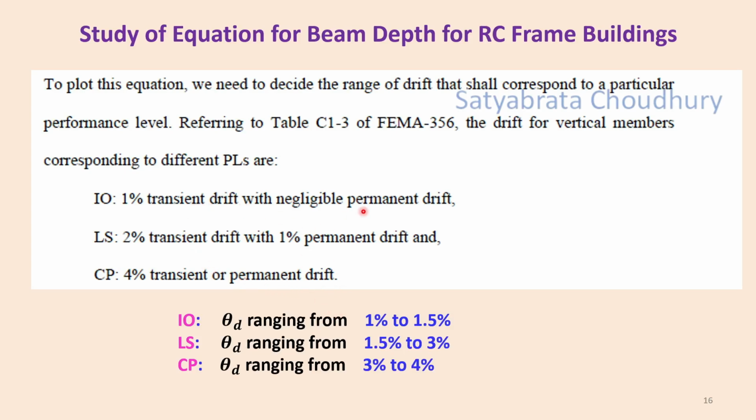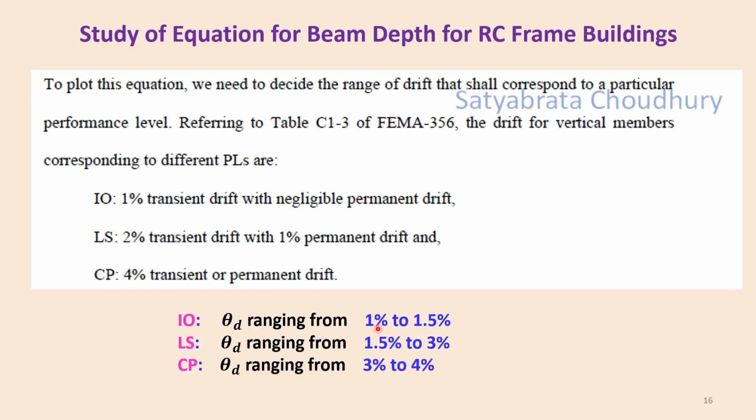Based on these hints, we shall consider the value of theta D ranging over certain ranges for IO, LS and CP. So for IO, we consider it is ranging from 1% to 1.5%. For LS, 1.5% to 3%. And for CP, 3% to 4%.